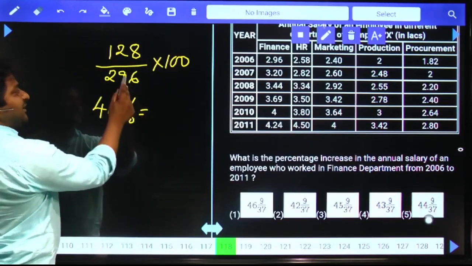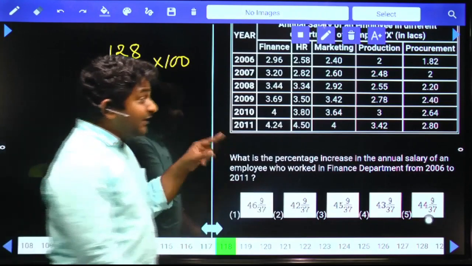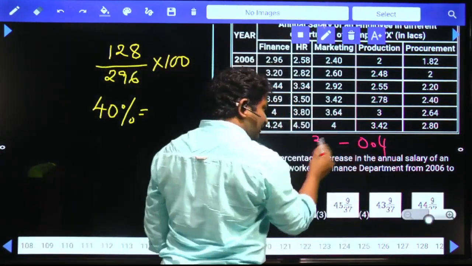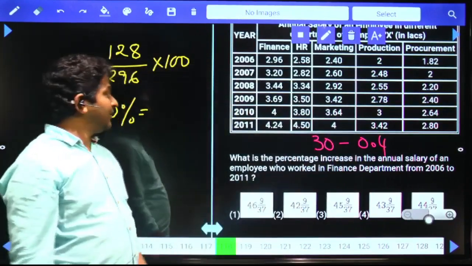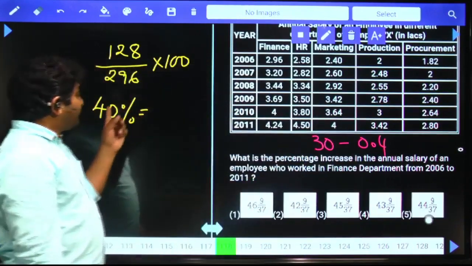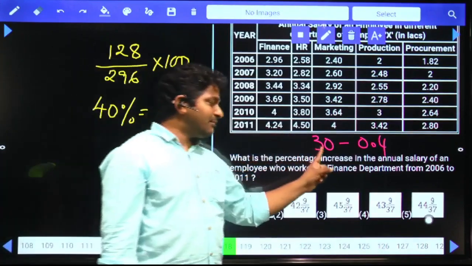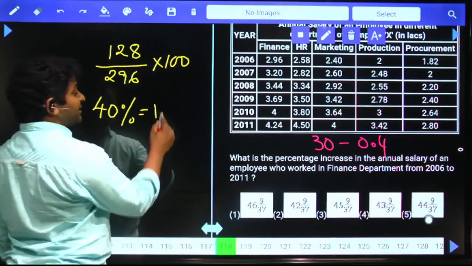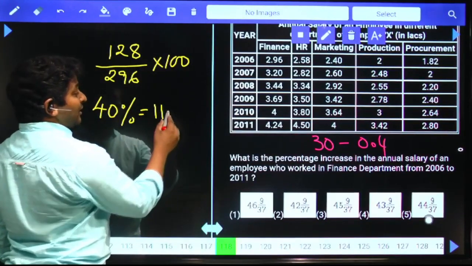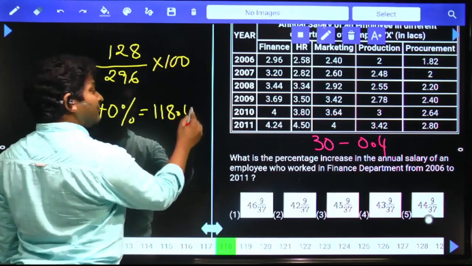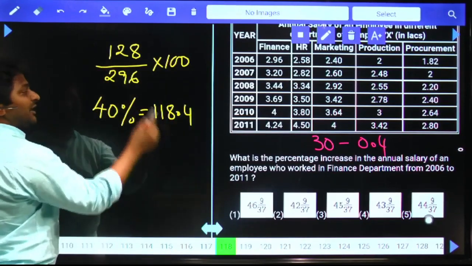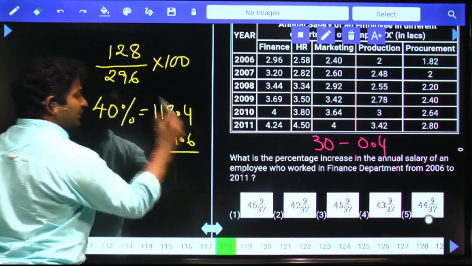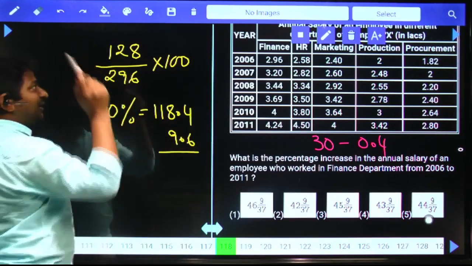Now, what is 10 percentage? 29.6. You can treat 29.6 as 0.4 less than 30. That is 10 percentage. 40 percentage we need, 4 times this number: 120 minus 1.6, that is 118.4. To this, how much more we have to add? We have to add 9.6 more. Then only we will get our numerator 128.